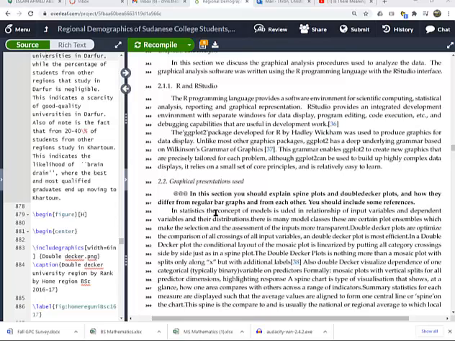So you say in statistics, the concept of models, this word is not correct. In relationship of input variables and dependent variables and their distributions, there's many model classes. These are certain plot ensembles which make the selection and assessment of inputs more transparent. Okay, so what you're saying here is that you want some visual representation to show the relationship between variables.